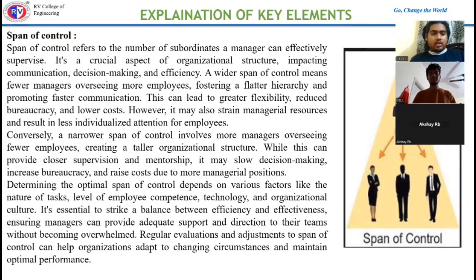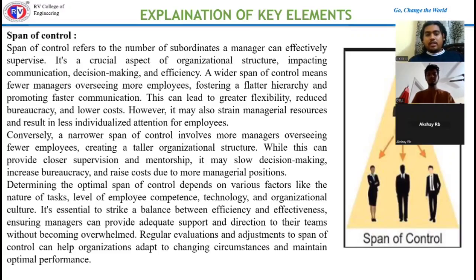I'll be talking about the span of control. A span of control refers to the number of subordinates a manager can effectively supervise. It's a crucial aspect of organizational structure. A wide span means fewer managers overseeing more employees, fostering a flatter hierarchy, less bureaucracy, and lower cost. However, it may also strain the manager's resources and result in less individualized attention for employees.